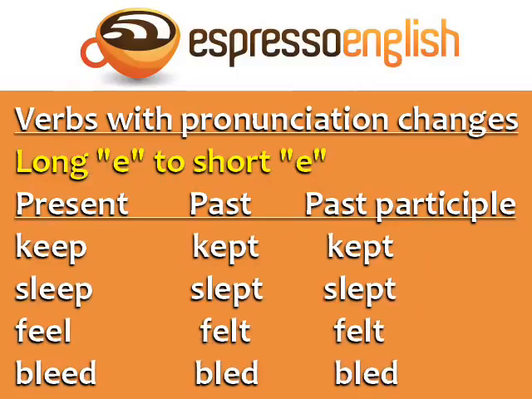Another group of irregular verbs is verbs with pronunciation changes. For example, long E to short E. Keep, kept, kept. Sleep, slept, slept. Feel, felt, felt. Bleed, bled, bled.